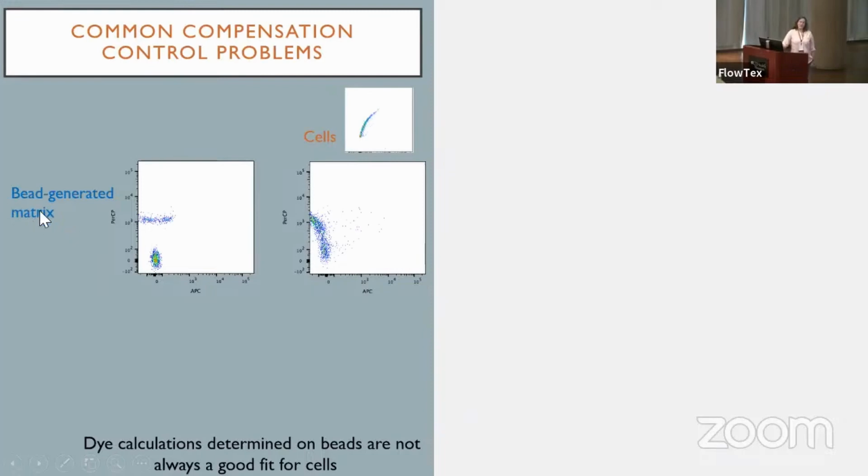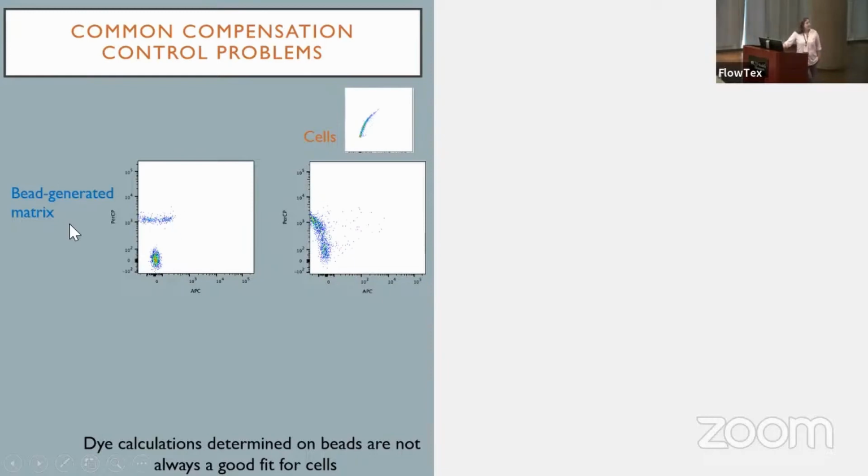And when I make my bead-generated compensation matrix, you can see that if I apply that matrix back onto the beads that generated it, it looks really good. There's definitely some spillover spreading, but the means of the negative channel, so it's negative for APC, these are centered, and then this is the spillover spreading here.